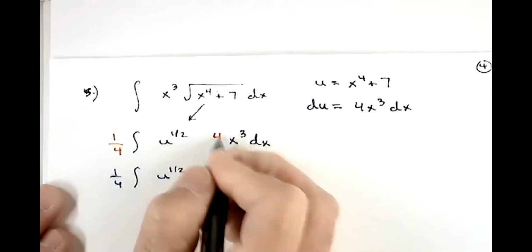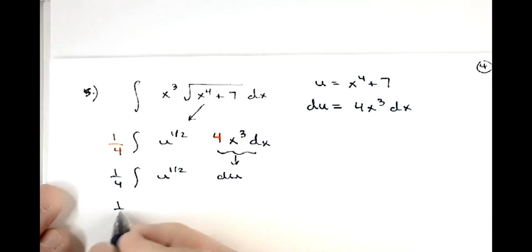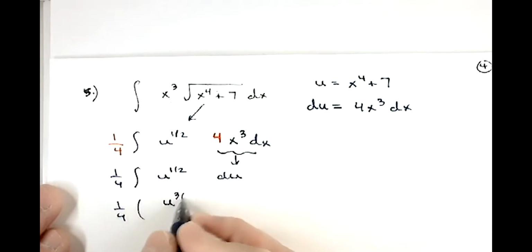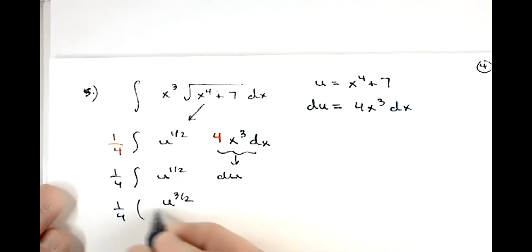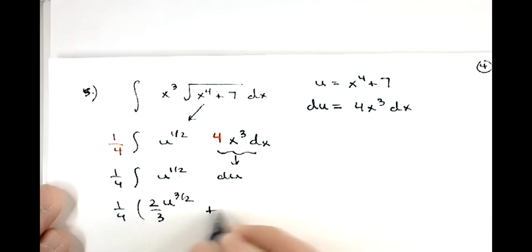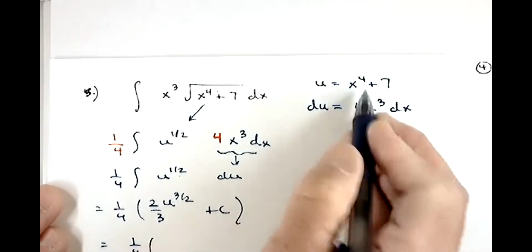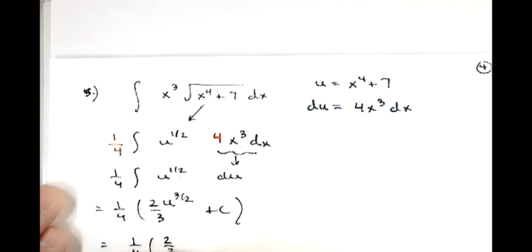Let's finish the integral, and then we'll come back and talk about this. To finish this integral off, you would do your power rule. Raise the power by 1. If I divide by 3/2, that's the same as multiplying by 2/3. And then the final step would be to replace my u with what it was. So that'd be 2/3 times (x to the 4th plus 7) to the 3/2, plus c.